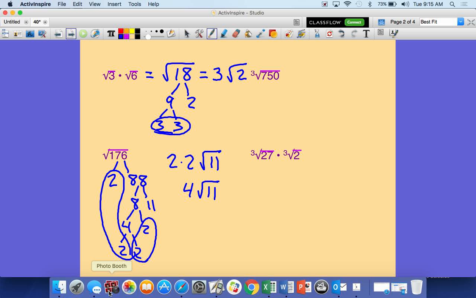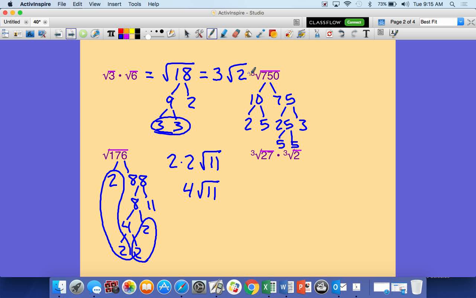Next one, cubed root of 750. We can do the exact same thing. Alright, first thing I see is 750 is 10 and 75. 10 is 2 and 5. 75 is, let's see, 25 and 3. And then 25 is 5 and 5.